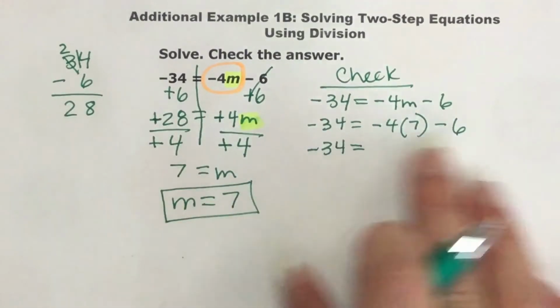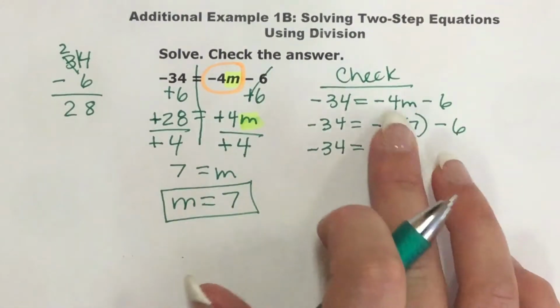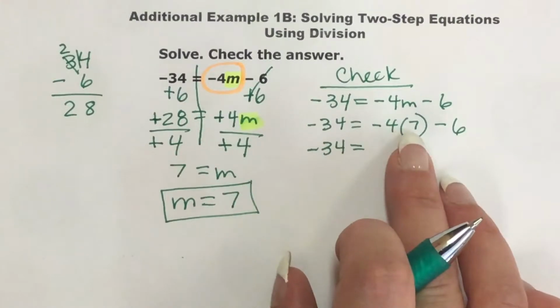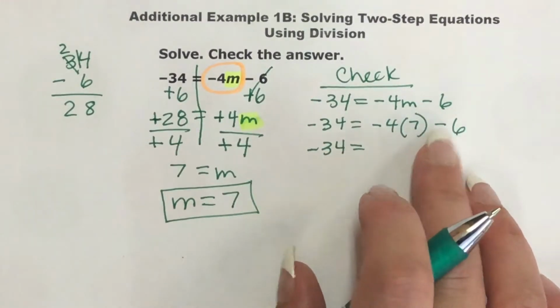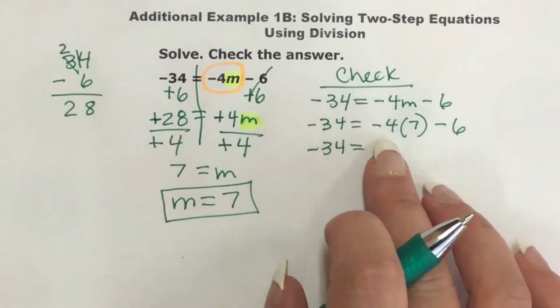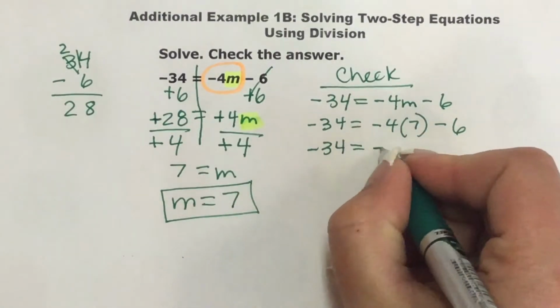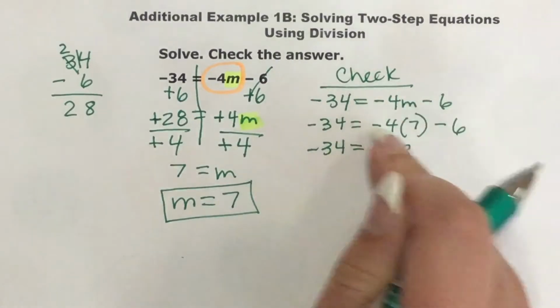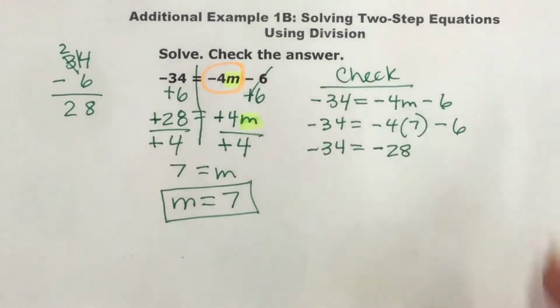Okay, cool. So now we have order of operations. We have negative 4 multiplied by 7, and then we have subtracted by 6. So the multiplication is going to happen first with the order of operations. Negative 4 times 7 is negative 28, because a negative times a positive is a negative. 4 times 7 is 28.